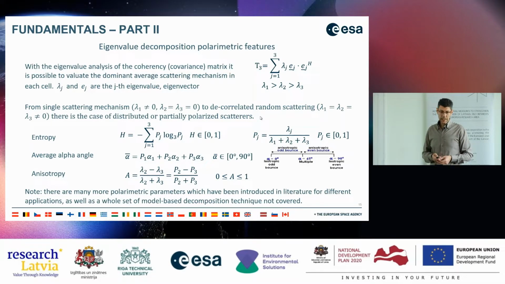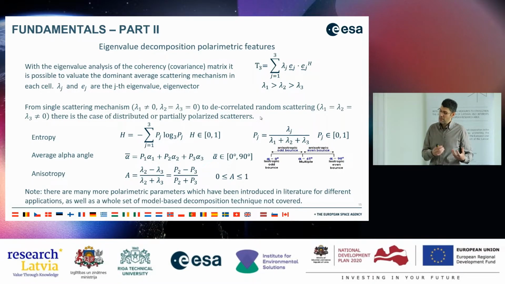And then you have the anisotropy, which also spans from 0 to 1, and which is less used because it's kind of complementary to the entropy. But just for your information, you can also have this. Of course, another little note: the time is not enough to cover all the polarimetric techniques.